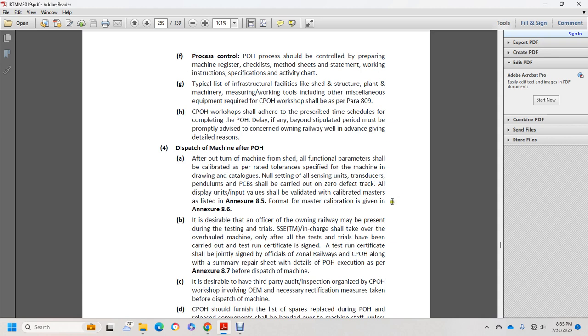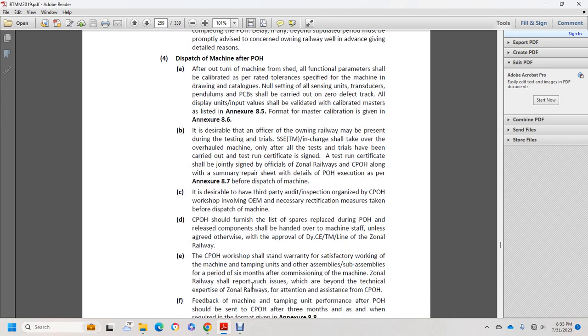It is desirable to have a third-party audit with inspection of the organized central periodic overhaul workshop, involving all the equipment, management and necessary rectifications, measuring and taking before dispatch of the machine. Central periodic overhaul shall furnish a list of spares replaced during the periodic overhaul. Released components shall be handed over to the machine staff unless otherwise agreed and approved by the deputy to the senior chief engineer, track machine, of the zonal railway.